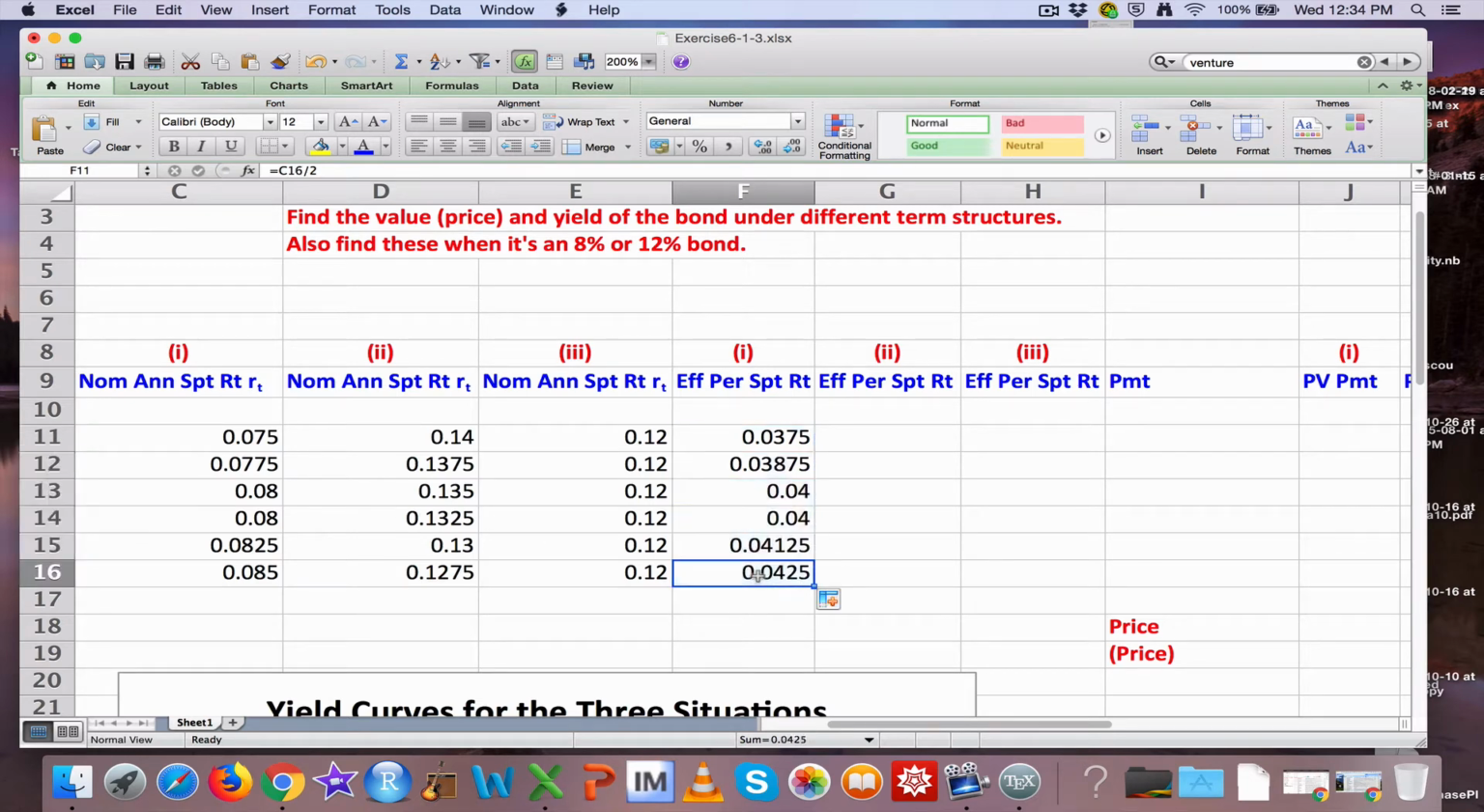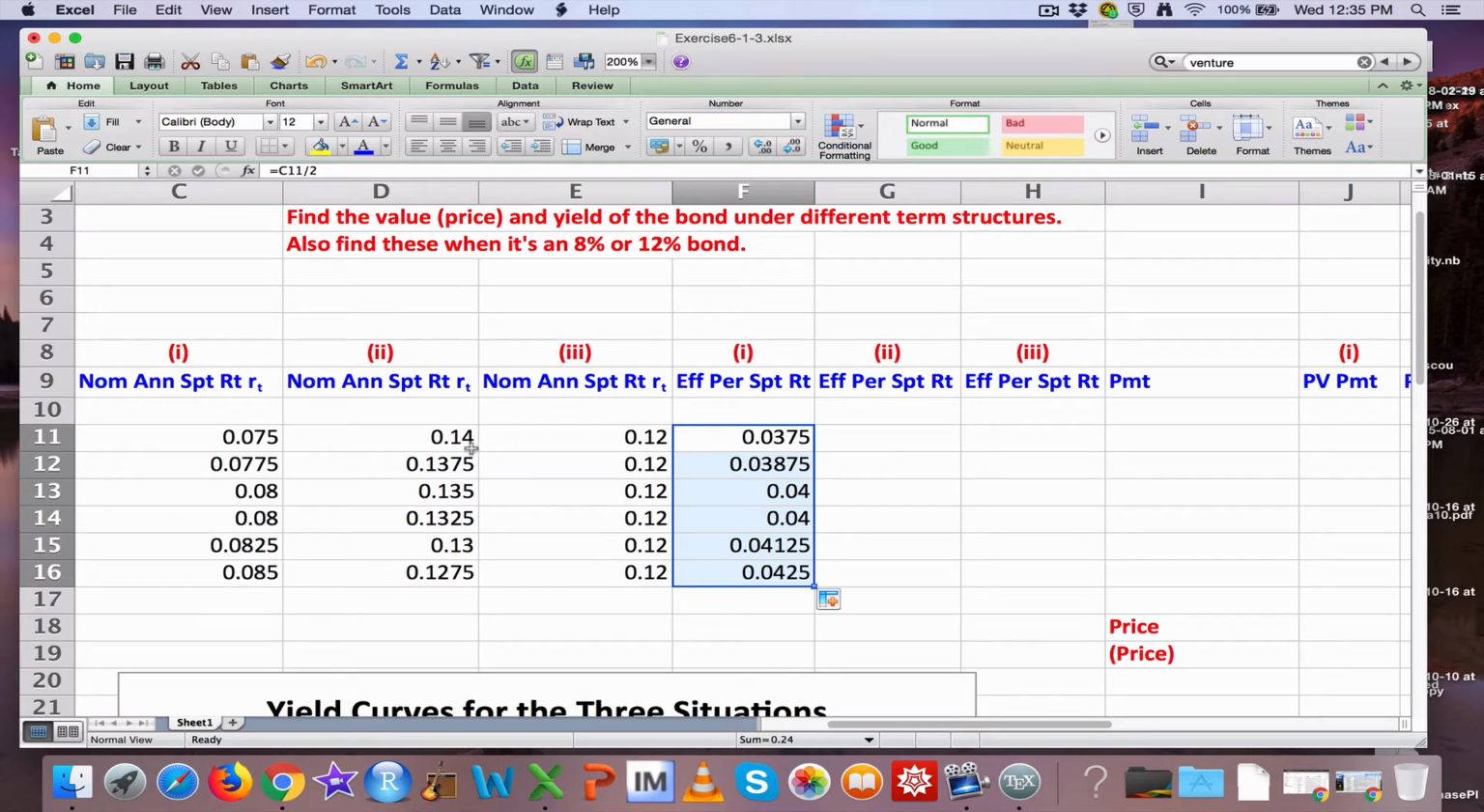For example, 0.0425 is half of 0.085. I can also now copy and paste this over to the right. Now if I copy and paste downward, the column stays fixed, the C stays fixed, and the numbers, the rows, change. However, if I copy and paste to the right, the column is going to change. The C will change to a D, then an E.